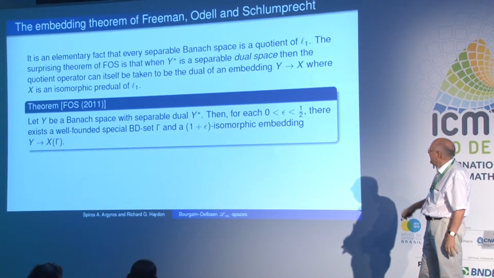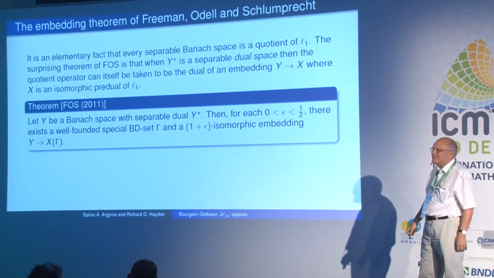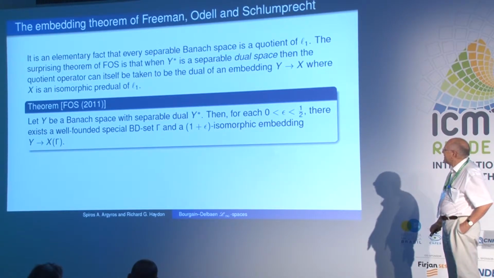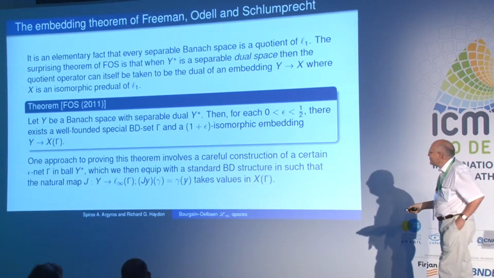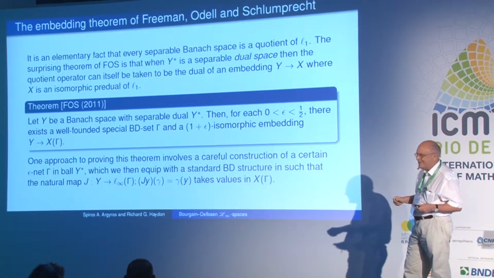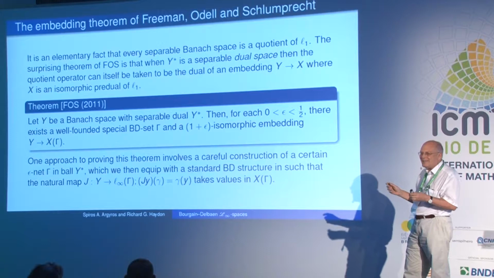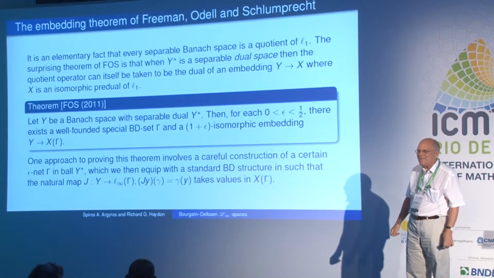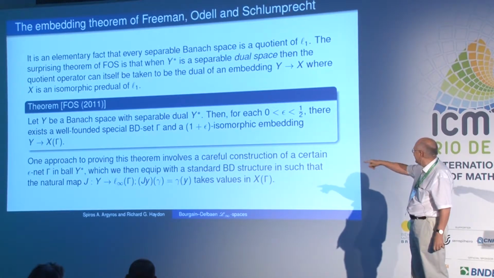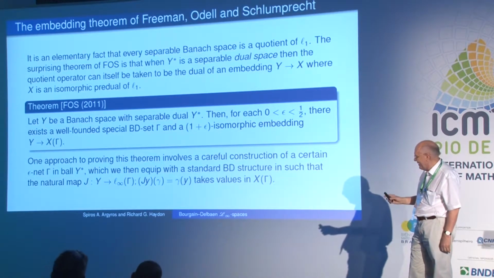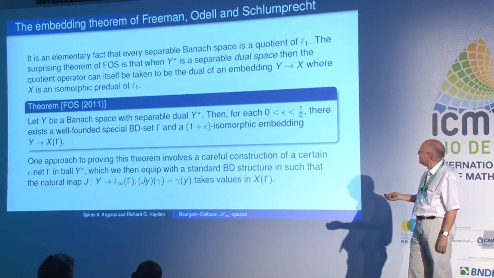So, just tinkering slightly with their result, you can get that result. And to give an idea of the proof, you can take a particular epsilon net in the unit ball of Y star. You choose it rather carefully in such a way that you can actually define the operations base, top, cut, and so on with a suitable epsilon, the same epsilon, and you take the resulting BD structure.